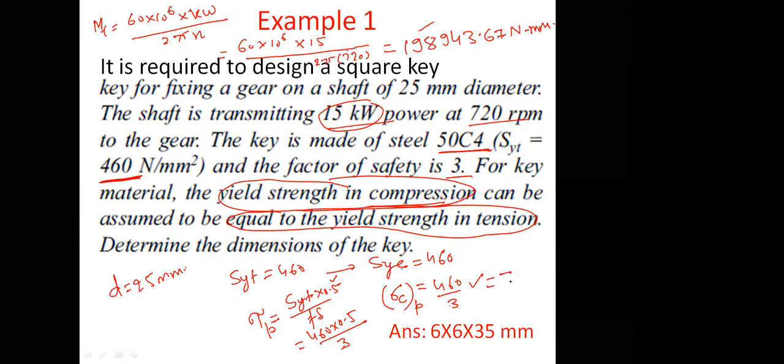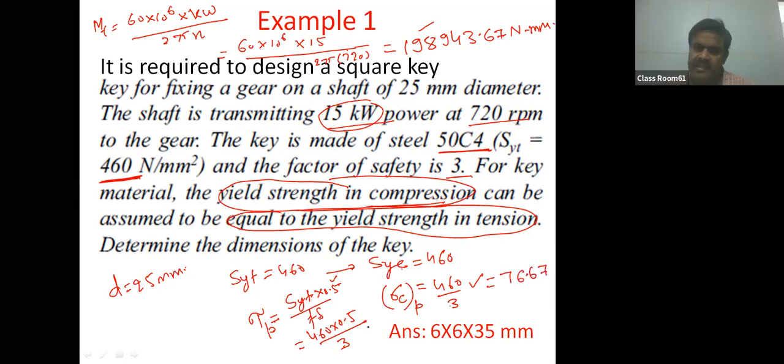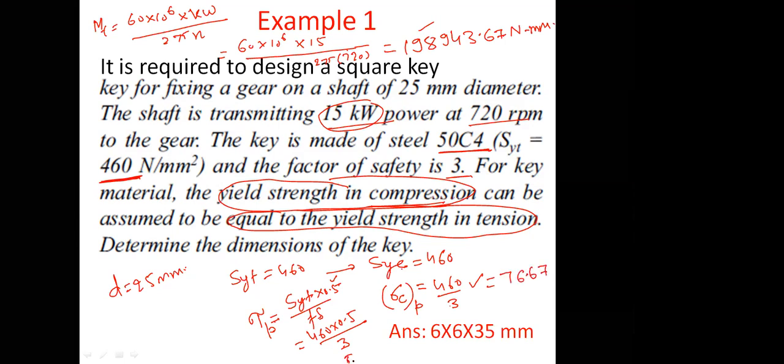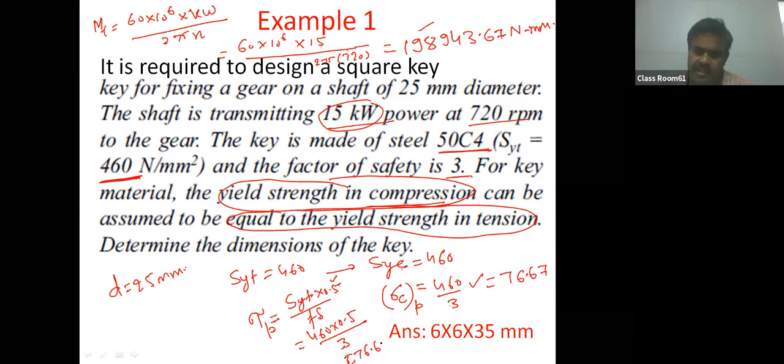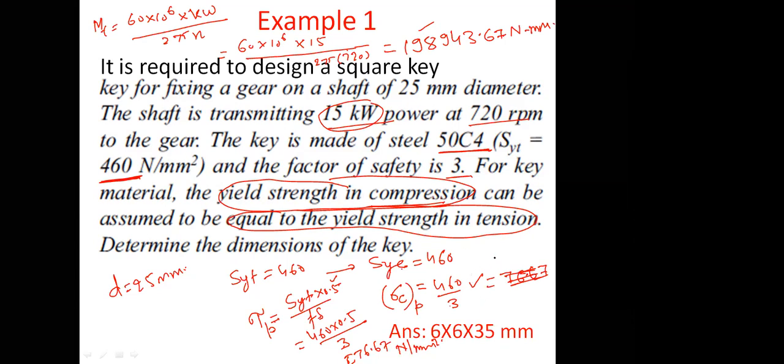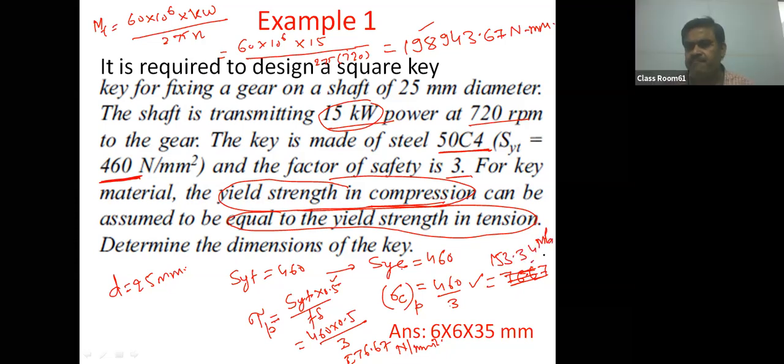76.67. It is the compressive? No, I told you this is for shear. Okay, 76.67, unit is Newton per mm square. Yes, it is the shear stress. And what is the compressive? Just double of that, 153.33, or 153.34 megapascal. So these permissible values are available to us.